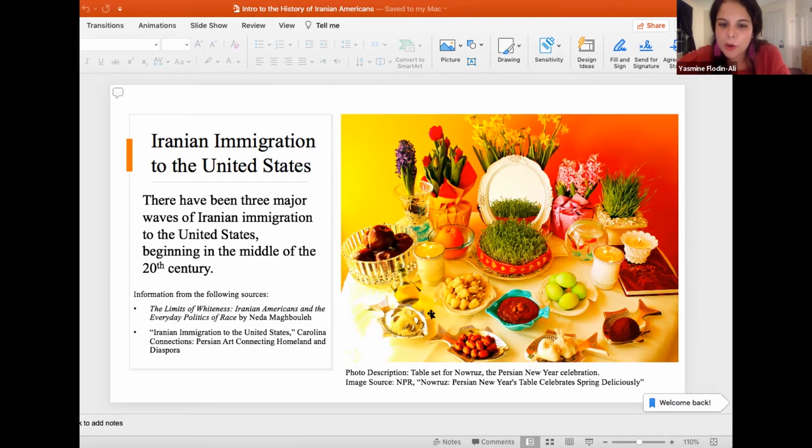But here we've got a photo that's set for Nowruz, which is a Persian New Year celebration. They're always gorgeous. I've only seen a few in person, but they're just stunning. I wish I knew more about all the symbolism. To be honest, I don't know everything that's on the table.